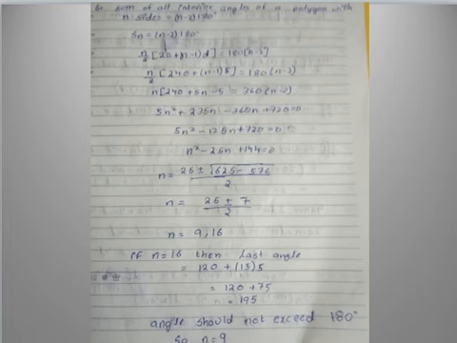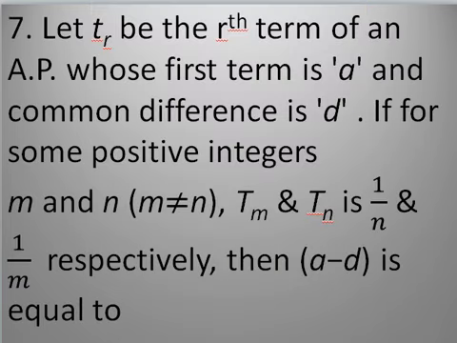Now let's go to the next question. This is the 7th question. We have still 2 more questions after this. Now let Tr be the rth term of an AP whose first term is a and the common difference is d. If for some positive integers m and n, where m and n are not equal to each other, Tm equals to 1 by n and Tn is 1 by m respectively, then a minus d is equal to, and your 1 minute starts now.